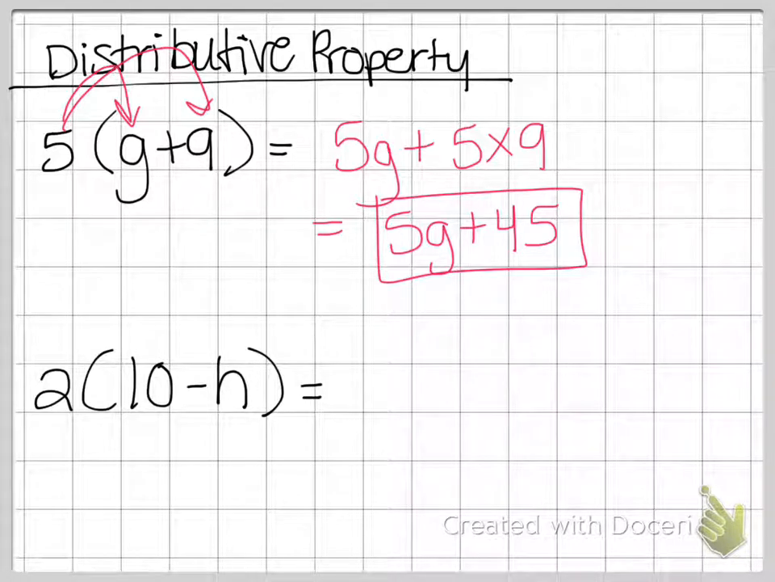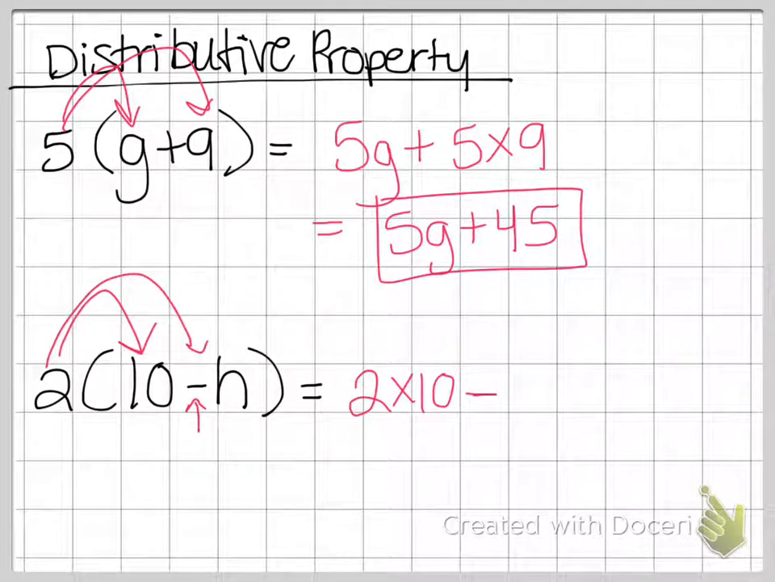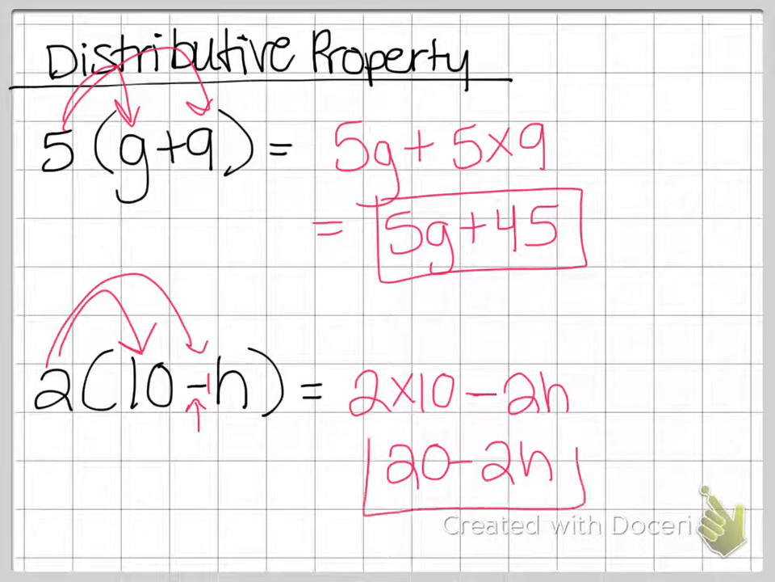Let's try another one. We're going to distribute the 2 to everything inside the parentheses by multiplying them. So we have 2 times 10, keeping the sign the same, we don't want to change that, minus 2 times h, again there's a 1 in front of it, so 2 times 1 is 2, and then we have h, and we can even simplify this a little bit more and do 20 minus 2h. Those are equivalent expressions. Next, we're going to continue writing equivalent expressions with the distributive property, but it looks a little bit different.